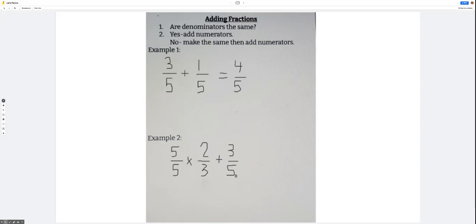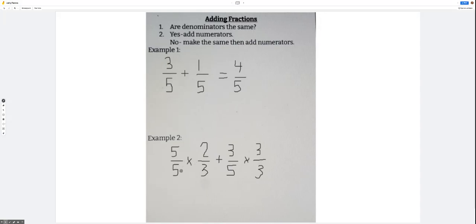So this denominator is 5. That's why we're going to multiply the top and the bottom of 2/3 by 5. We're going to set this up so that we're multiplying 3/5 by the opposite denominator, which is 3. And once we do this, we'll have 2 new fractions that have common denominators.